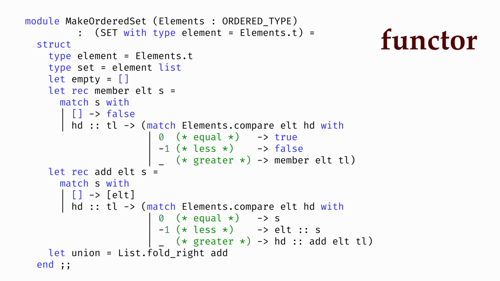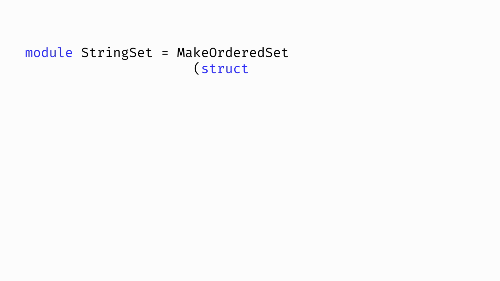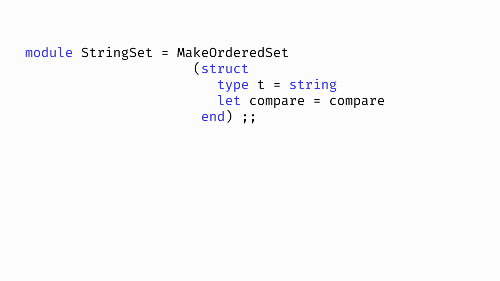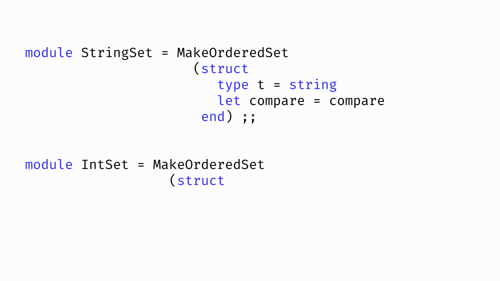There's a lot going on here, but the end result is we have a way of generating modules based on other modules. We can generate a string set module by applying our MakeOrderedSet functor to a module that defines the type to be string and uses a comparison function. And we could do the same for integer sets or any other type of set that we'd like.